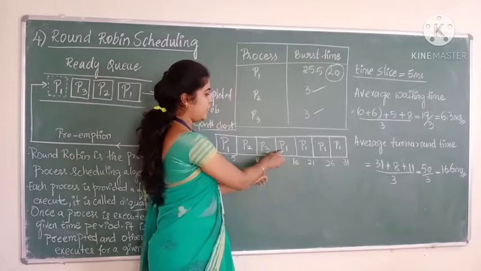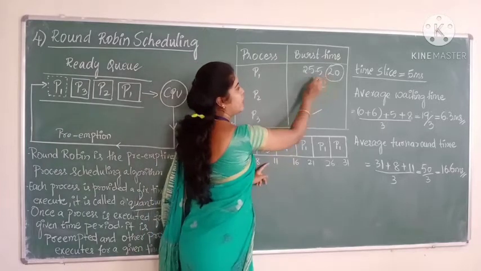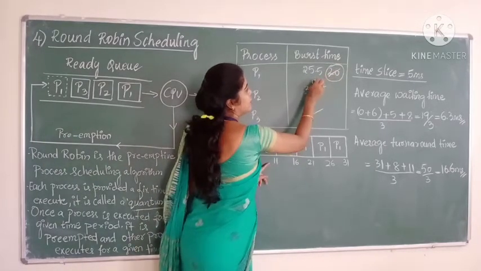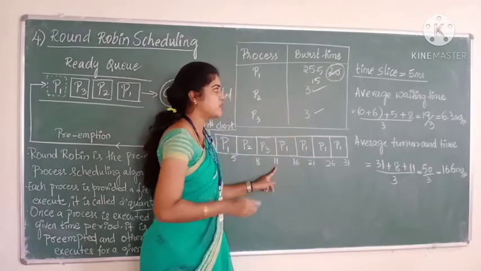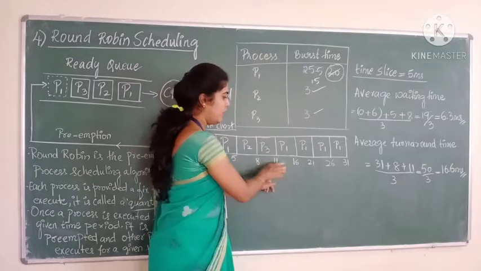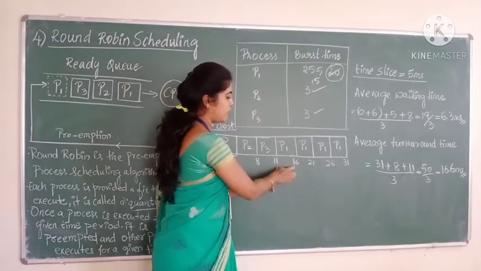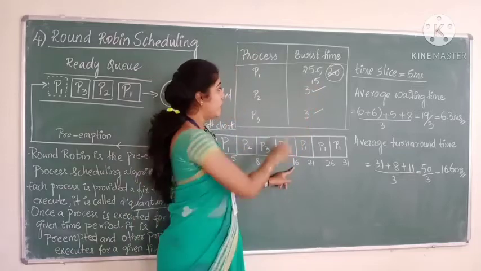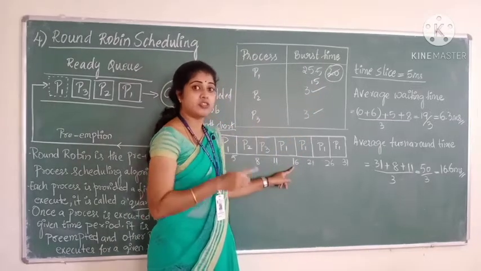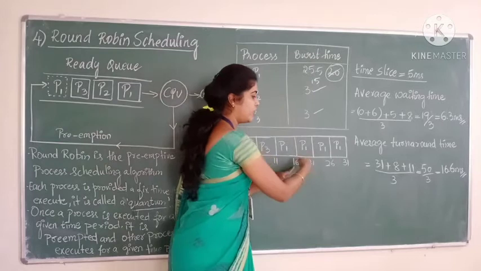Here see, after P3, P1, because 20 was pending. Again here what will be happening? Still 15, because plus 5 will be taken, because the time slice is how much? Only 5 milliseconds. Okay, time slice is 5 milliseconds. 11 plus 5, it will be 16. Okay, and here it is still how much is there? 15. But because P2 and P3 finished their execution, P1 can continue now.